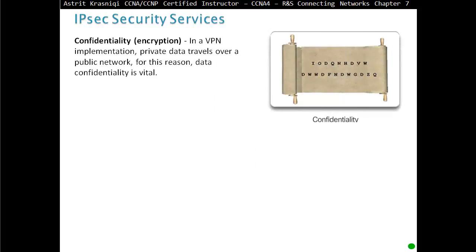Confidentiality, which is called encryption: in a VPN implementation, private data travels over a public network. For this reason, data confidentiality is vital.